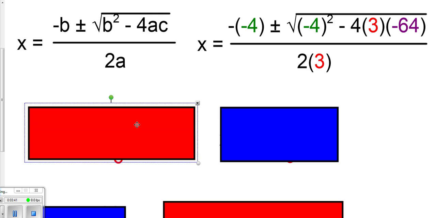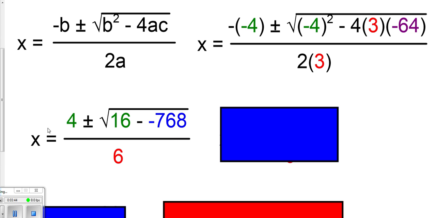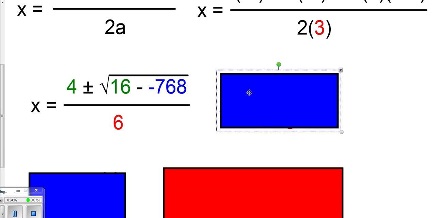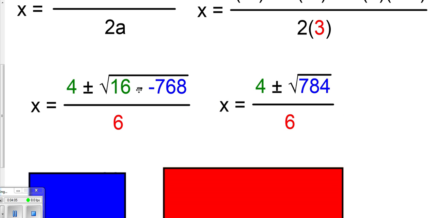Now we're going to start simplifying each of those pieces. Negative 4 is a positive 4. Negative 4 squared is 16. 4 times 3 times negative 64 is a negative 768. 2 times 3 becomes 6. So right now, as we simplified, this is what our formula looks like. Simplifying even further, 16 minus negative 768. When you subtract a negative, that's like adding. So underneath the square root, it's now a 784. So 4 plus or minus square root of 784 all over 6.